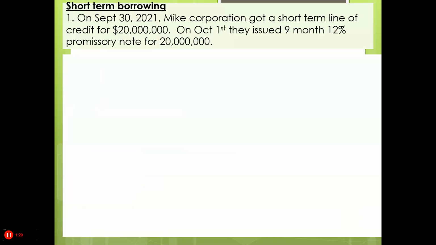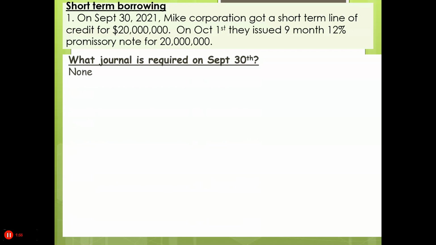Now, an example. On September 30th, 2021, Mike Corporation got a short-term line of credit for $20 million. On October 1st, they issued a 9-month, 12% promissory note. So, what is going to be our journal entry on September 30th? Nothing, because you don't record a line of credit. You might put it in the notes of the financials, but it's not owed until you actually draw on the line of credit.